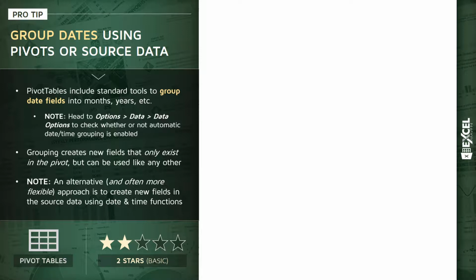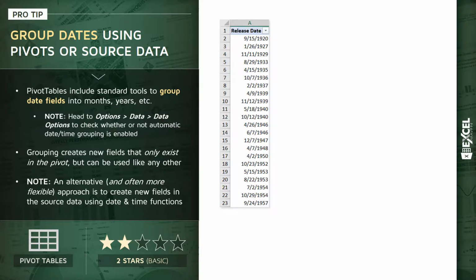Now, sometimes your dates will automatically group and sometimes they won't. And this depends on your Excel settings. I'm going to show you how we can head to our options menu to see whether or not that automatic date grouping feature is enabled. Now for this demo, we're going to be working with movie title release dates, which is obviously at the day level. And I'm going to show you two approaches.